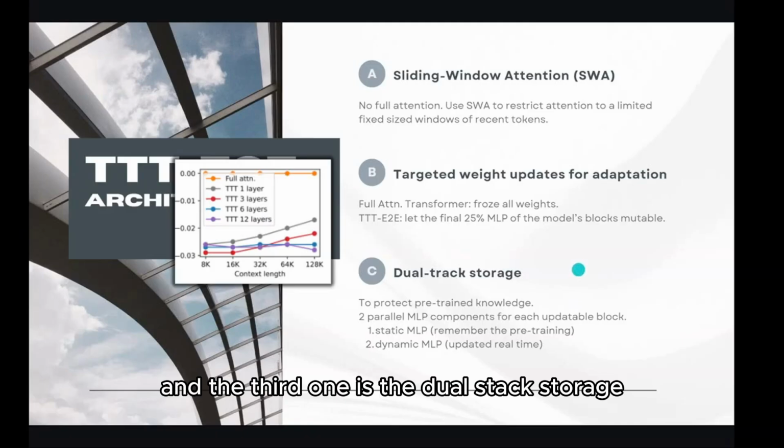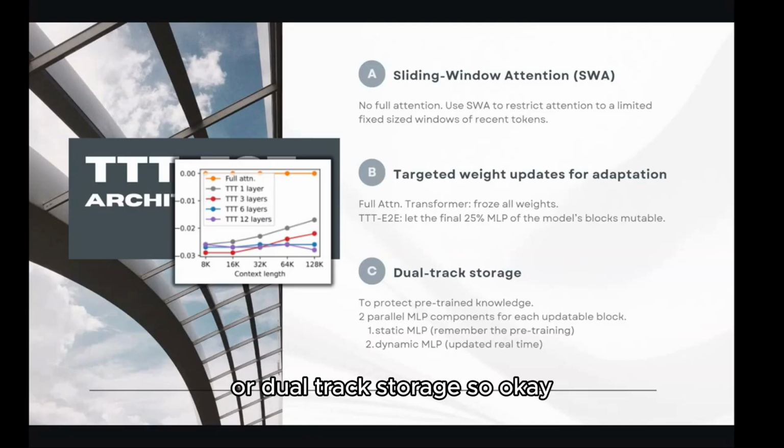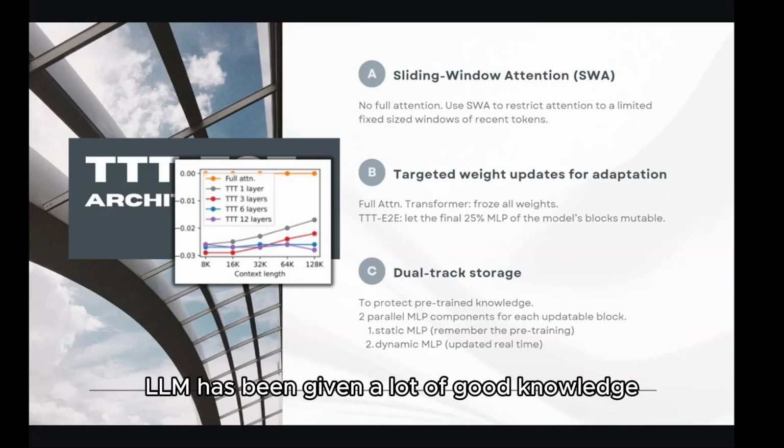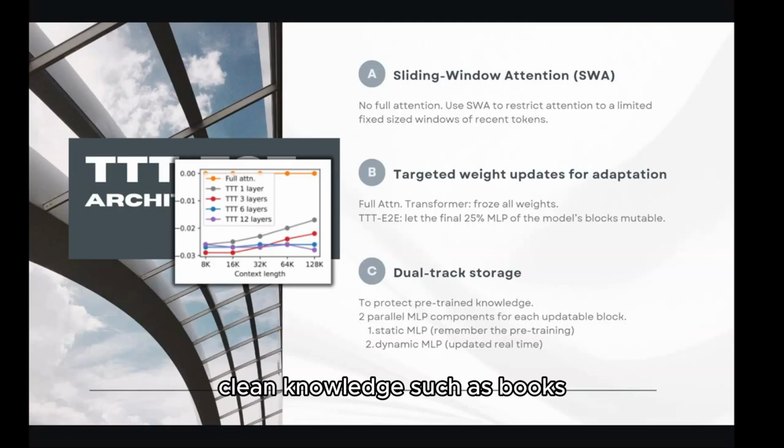And the third one is the dual stack storage or dual track storage. So okay, we have a pre-trained LLM, and this pre-trained LLM has been given a lot of good knowledge, right? Clean knowledge such as books, such as, I don't know, whatever the internet offers, and it already contains some sort of truth by itself. So the researchers here created a static MLP just to remember, hey, what you remember in pre-training, don't forget it. However, they create a second parallel MLP or multi-layer perceptron, so that the model is able to shift based on the input that it receives from the user.